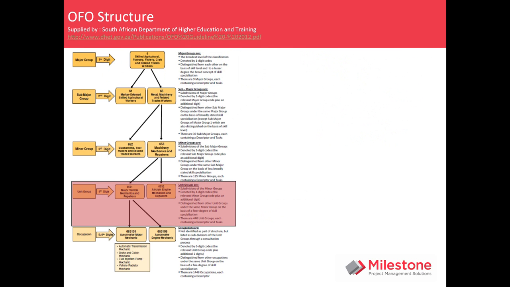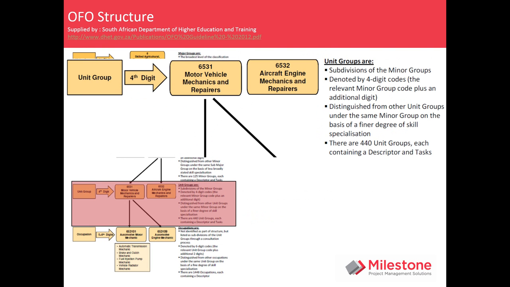The next one is the unit group, and this is the final level of grouping before we get to the occupation, and it's the 4th digit. It's a subdivision of minor, a subdivision of submajor, and obviously a subdivision of the major. There are 440 of them, and it is the 4th digit in the structure. So major, submajor, minor, and then unit.